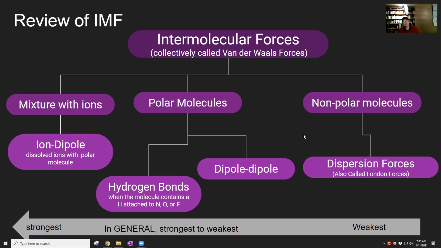Again, it is a generic trend, and you should make sure you're paying attention to any data that is provided to make sure that you are answering the questions effectively, because it is just a general trend. There are some dispersion forces that will be stronger than dipole-dipole, which can even be stronger than hydrogen bonds, depending on the molecules that you're comparing.